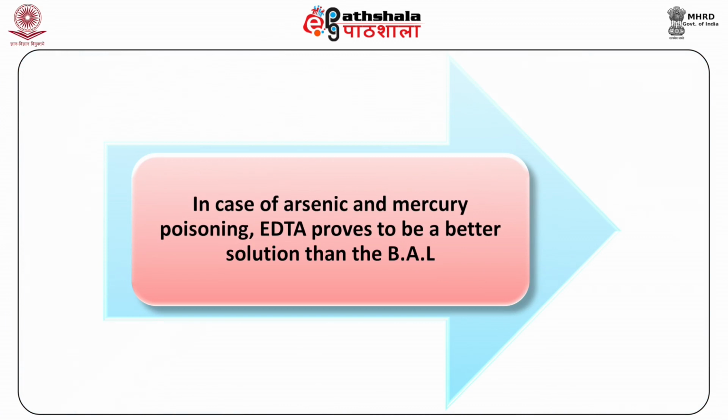The complex of chelates is formed with lead, which is water soluble, non-toxic, non-ionized, non-metabolized and excreted intact in the urine. In the case of arsenic and mercury poisoning, EDTA proves to be a better solution than BAL. EDTA forms readily soluble, practically non-ionized and non-toxic compounds with heavy metals. It is a useful antidote for those heavy metals that have an affinity for calcium.